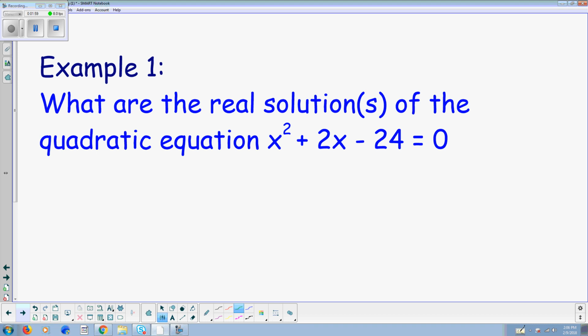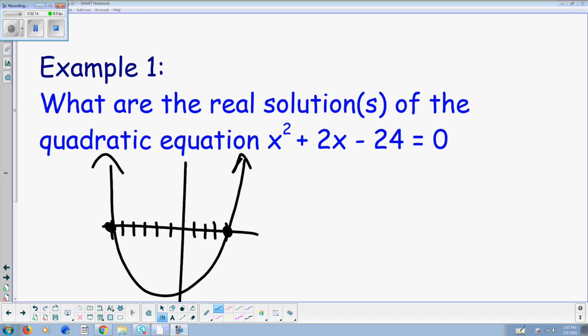In example 1, it says, what are the real solutions of the quadratic equation? The first thing we need to do is graph the function. For time's sake, we're going to pause the video here and graph on our graphing calculators. So here's a sketch of the graph that I looked at on my calculator. I noticed that I have 2 places where this graph is touching the x-axis. So there are 2 x-intercepts.